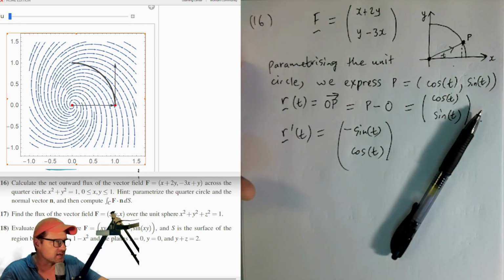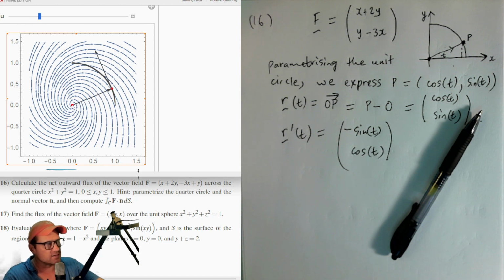Now displaying this here, this is perpendicular to r. And so as I change that parameter, you can see what happens. The arrows move. So again, this arrow here is the arrow r, and this arrow here is the arrow r dash, the derivative of that vector r. So as we increase t from 0 to 1, this is what it looks like. Okay, so these are key ingredients in our calculation of flux.